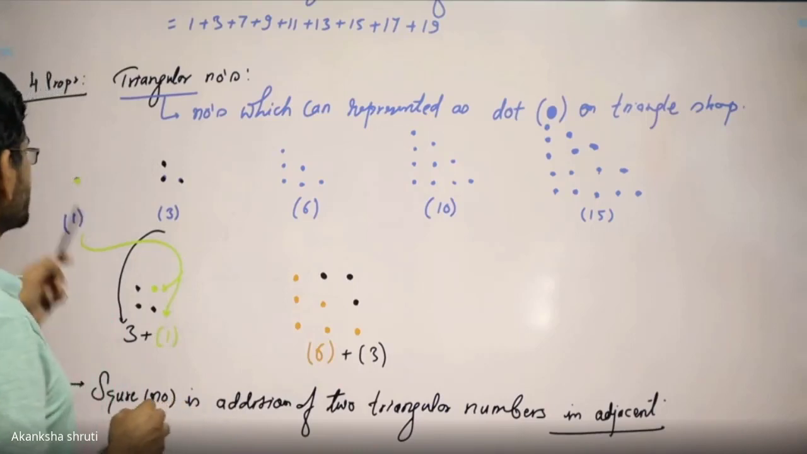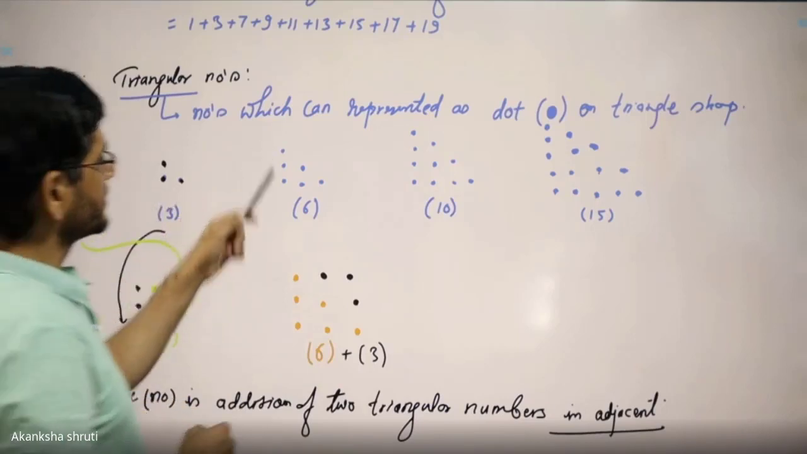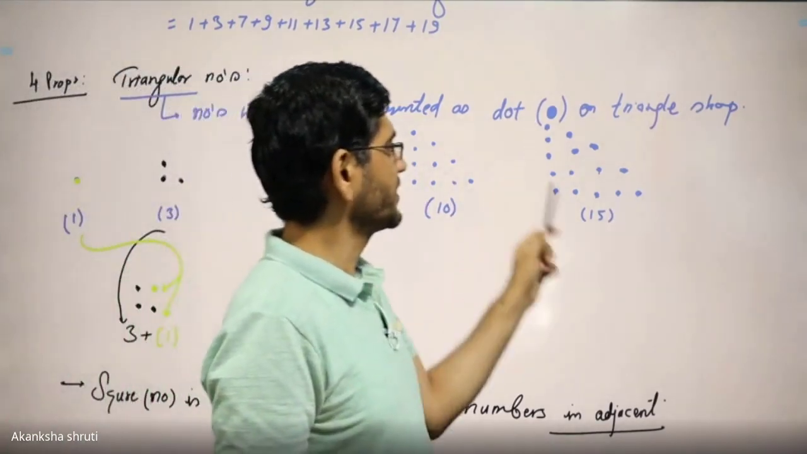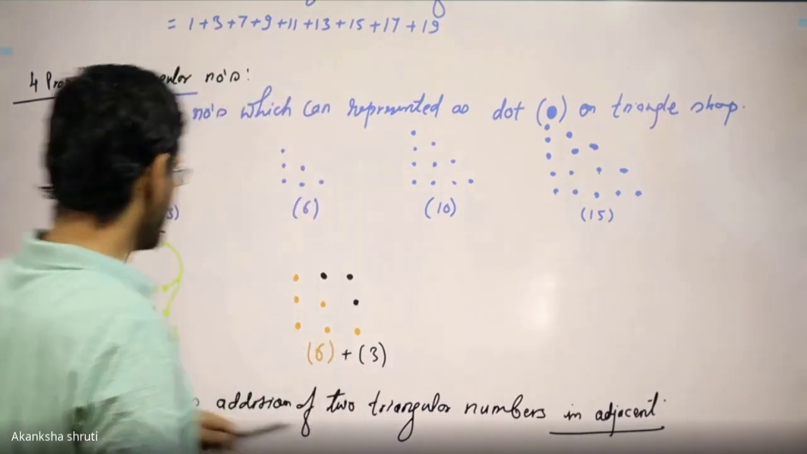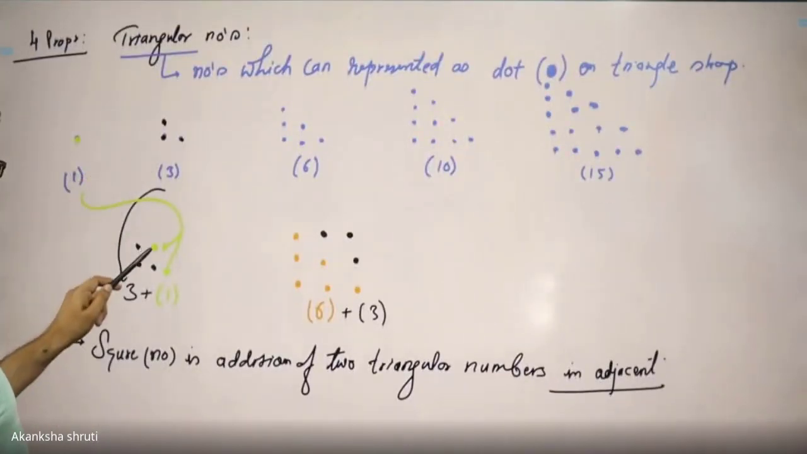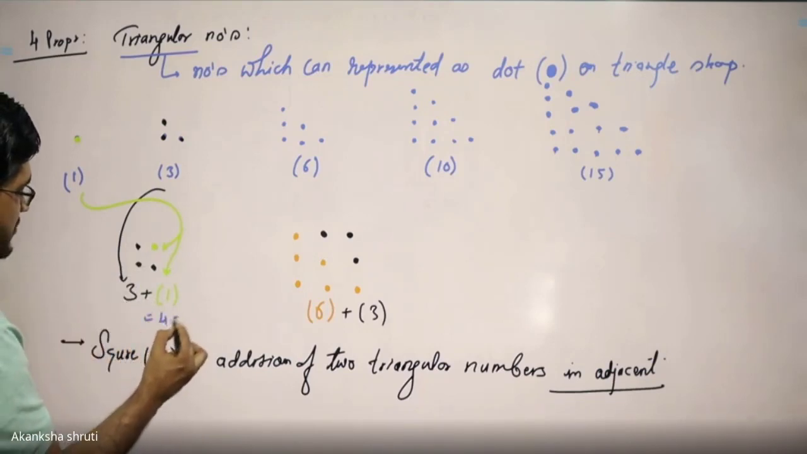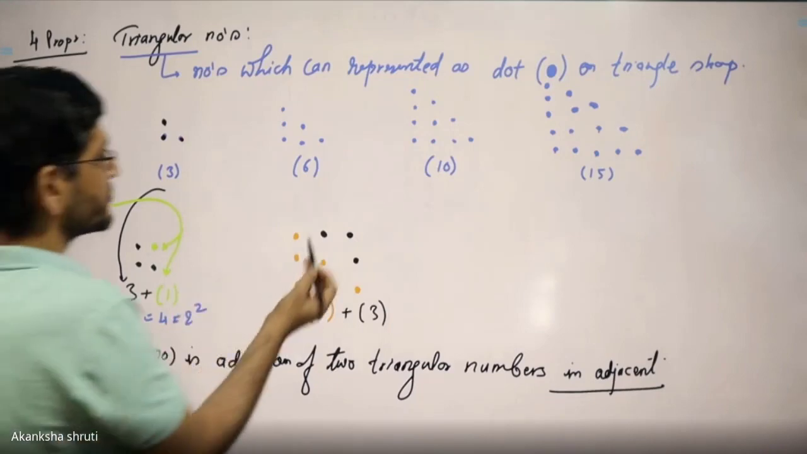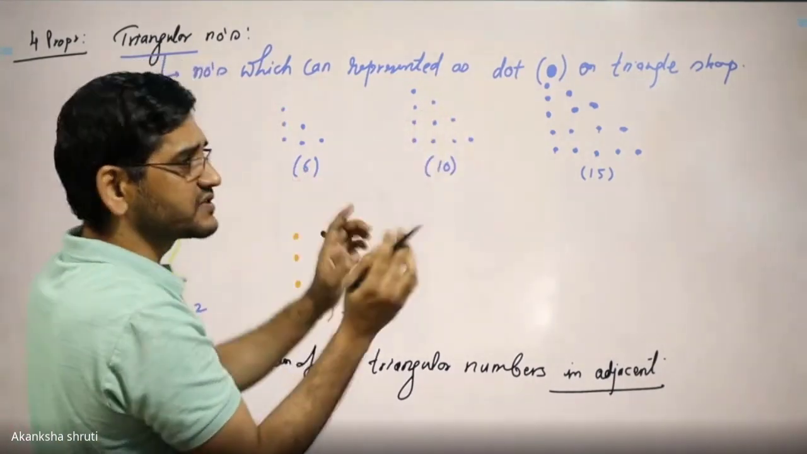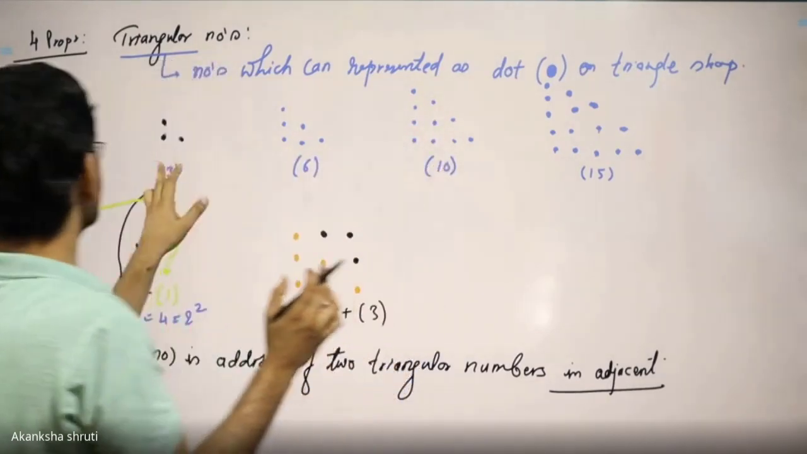Like 1 itself it is forming a triangle, 3 itself it is forming a triangle, 6 itself it is forming a triangle, 10 itself it is forming a triangle, next one is 15. Students, if we consider this 1 and 3 together, just placing it, we are getting 4, which is 2 square. So we have to take only 2 consecutive triangles. Okay, we need not take this 10 and this 3.